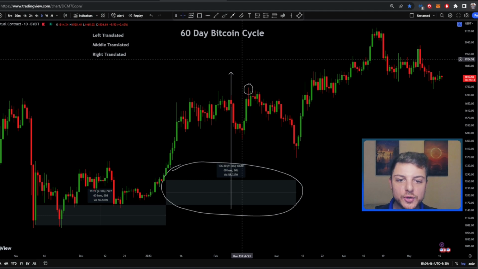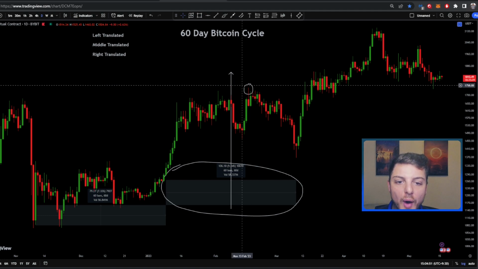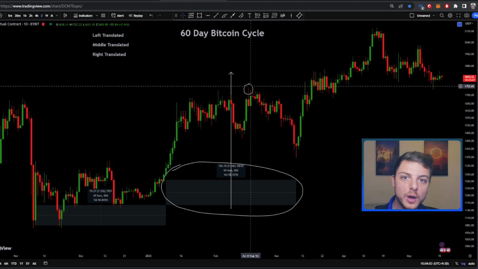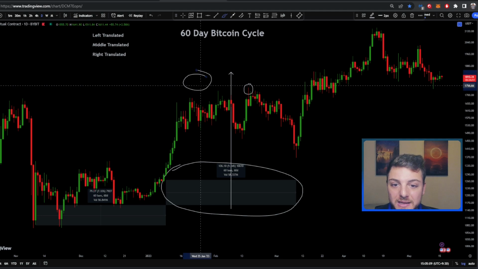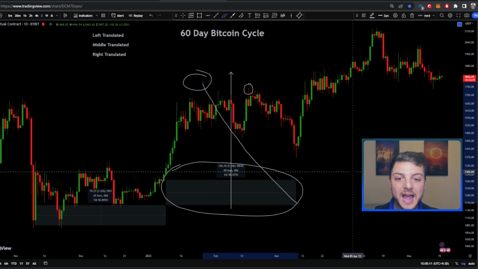How would you be able to use this 60-day cycle to your advantage? Firstly, you're able to see that this is right-hand translated. As I've said before, when it's right-hand translated, it means that we've been growing for a lot longer than we have been falling. And it means that the next 60-day cycle has a higher probability of then continuing to the upside. If this was a left-hand translated cycle where we topped in this area here and then continued falling, that would be the bearish case, and it would be signaling to us that we're going to have a bearish momentum in the next 60-day cycle.